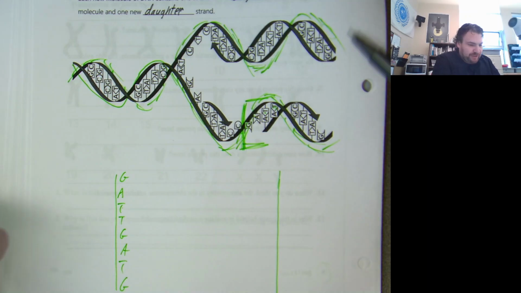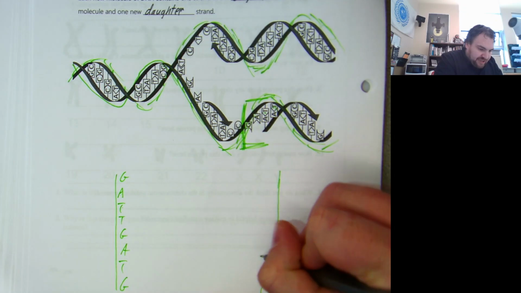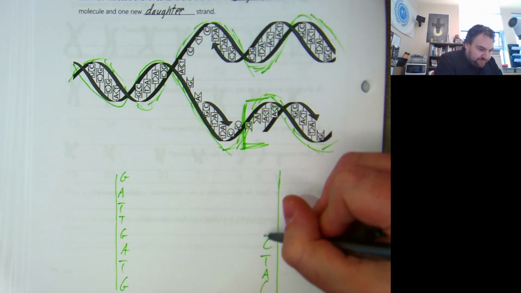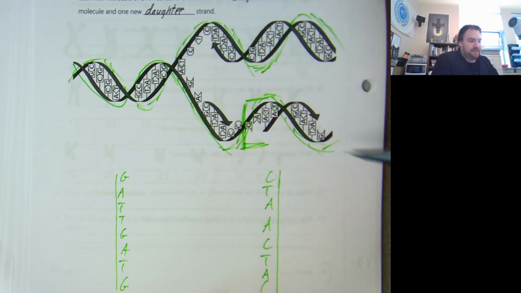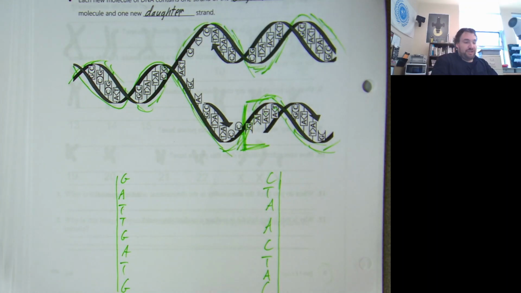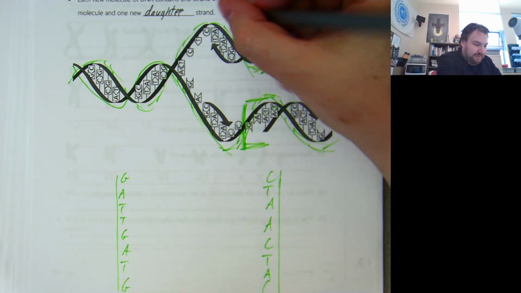But then on the other side, we can look over here and say, okay, well, what have we got? We've got a C on the original. C, A, T, C, A, T, C. So these are two sides of the original. I made it this far here.